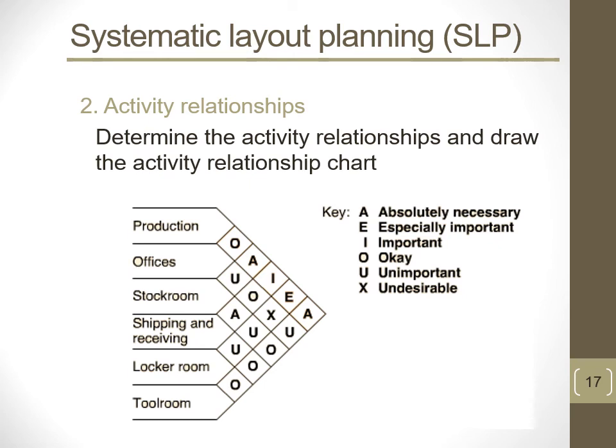Then if there are some qualitative aspects, or we want to represent these quantitative aspects in this way, we can generate these activity relationships. Again, we talked about this in our previous lectures. Basically, we represent the relationship between each department or each machine with one of these key letters, which indicates absolutely necessary, especially important, important, ordinary importance, unimportant, and undesirable.